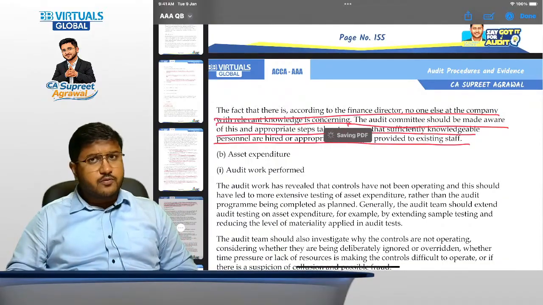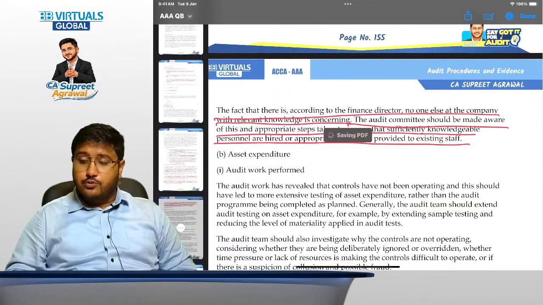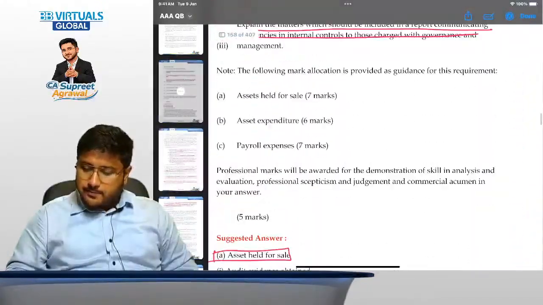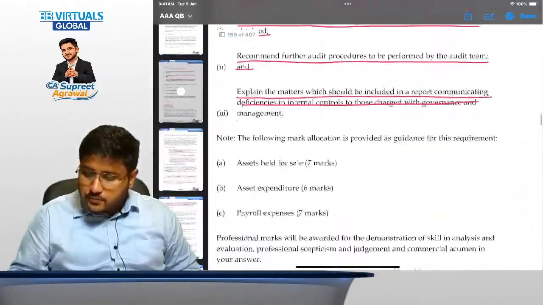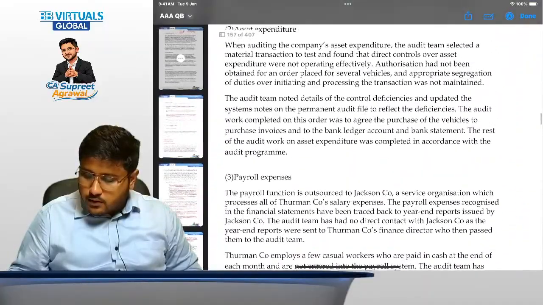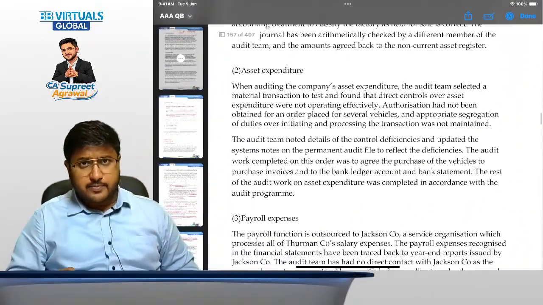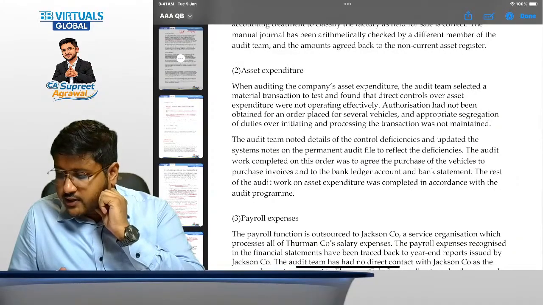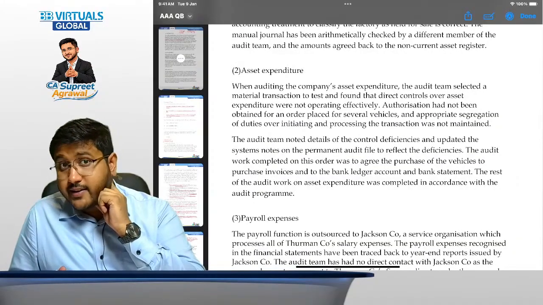Okay, with this we have completed this part. Now let's jump to the second part. There are total 3 parts, right? So now let's jump to the second part. The second part is asset expenditure, right? So when auditing the company's asset expenditure, the audit team selected a material transaction to test.